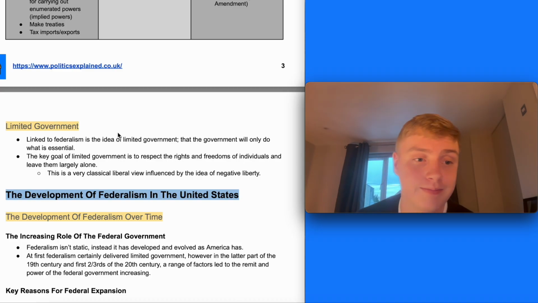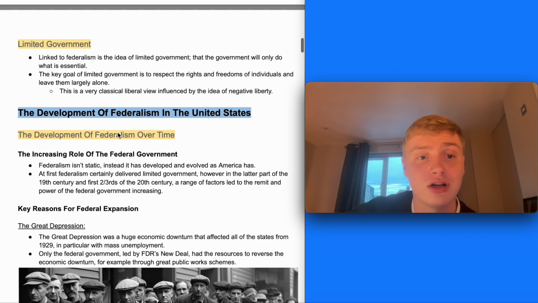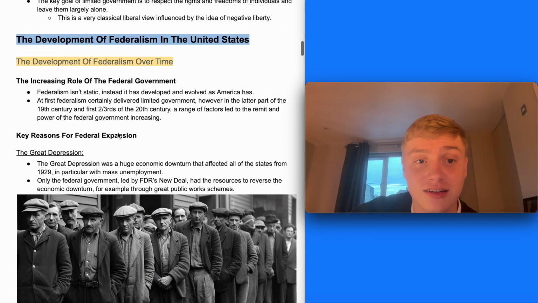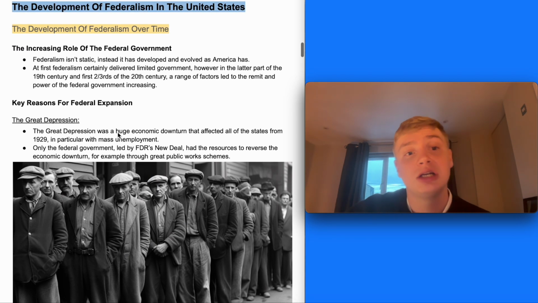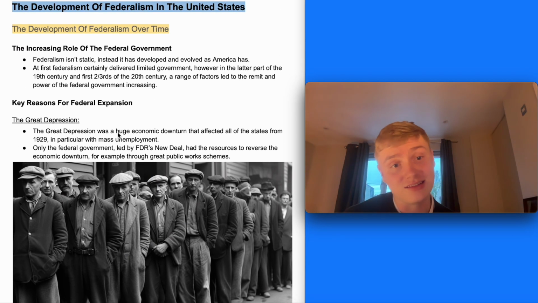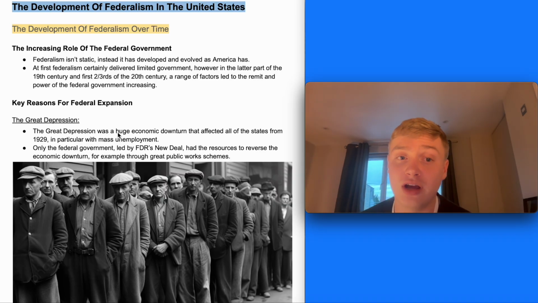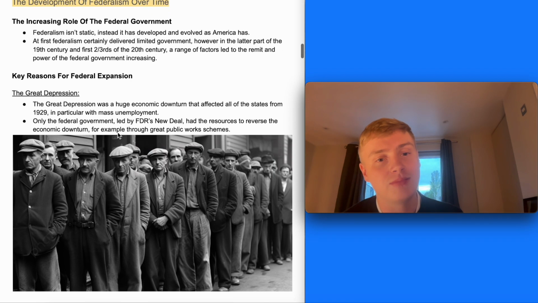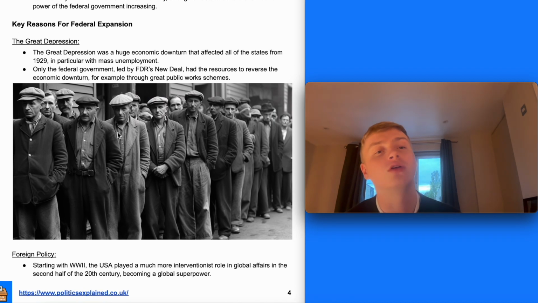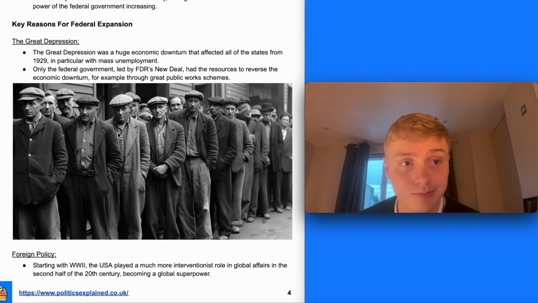So, a quick look now at the development of federalism in the United States and its development over time. So the first thing to note is that federalism isn't static, it's developed and evolved as America has. Especially in the latter part of the 19th century and the first two-thirds of the 20th century, a range of factors led to the remit and power of the federal government increasing and expanding, and in many cases expanding into areas that were controlled by states.